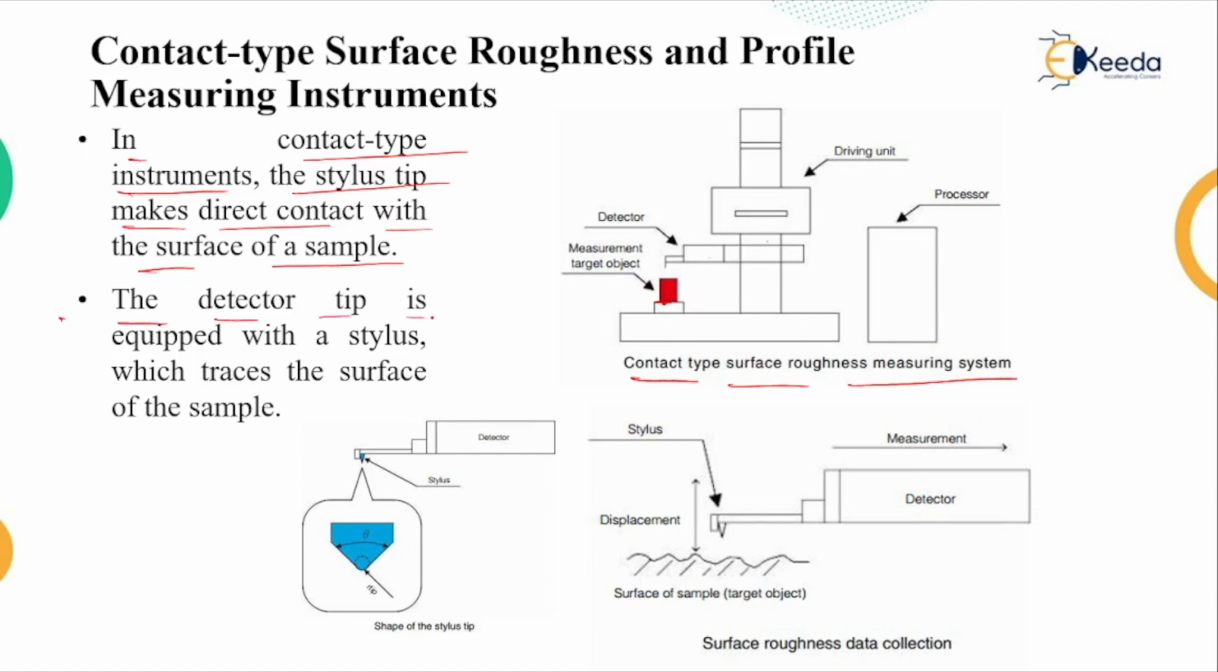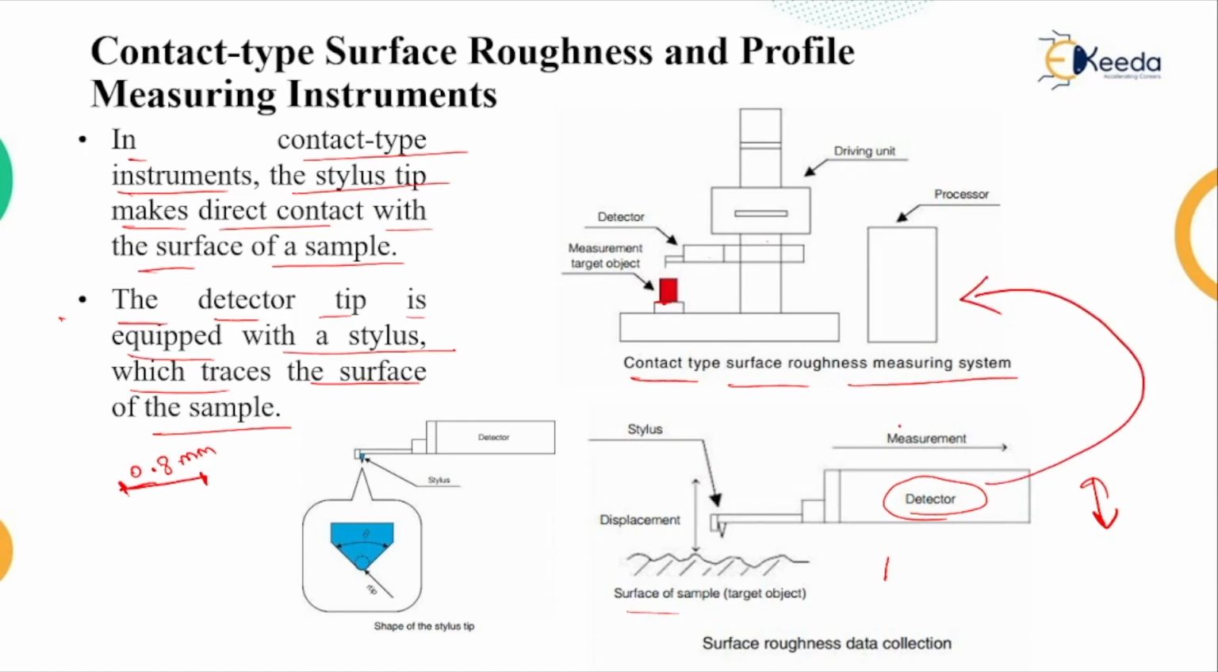The detector tip is equipped with a stylus which traces the surface of the sample. This stylus moves forward and then comes backward, and this distance is generally 0.8 mm. The displacement of the stylus is in the vertical direction only, and that vertical motion is detected by the detector. That data is fed to the processor for processing, and then the processor transfers the data to the recorder for showing the result.